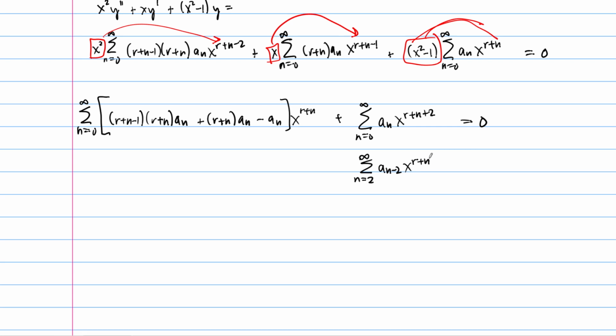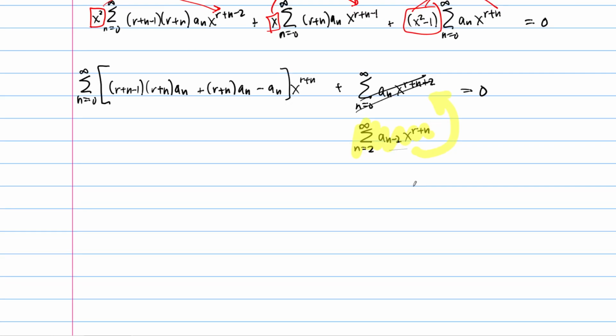Okay, that's what this one is going to replace this, right? All right, so if that's true, then what do we need to do? We need to pull out the first two terms of this one, and then combine the sum starting at 2, because we're swapping this one out for this shifted version, just like we did with the regular power series solutions.